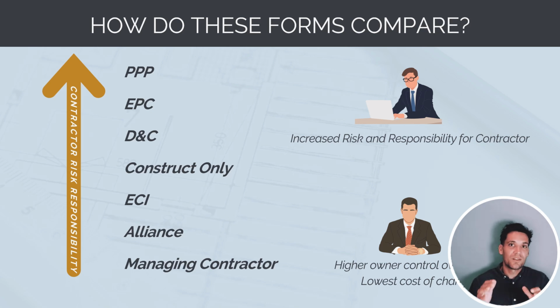Managing contractor model, the owner is taking all the cost and time risk, but it's easy for them to change things. They can add things in and all they're paying is the true cost of doing the work. So you can see PPP at the top end, everything's transferred to the contractor, but there's a huge cost of any change. And on the bottom end, you've got managing contractor and alliance type contracts where the owner can quickly and easily change things so they're best suited to complex, uncertain projects.